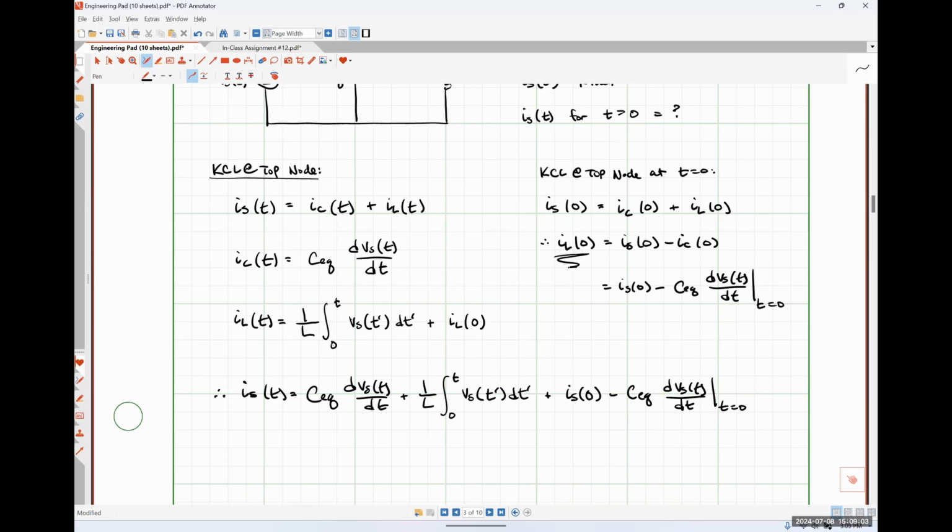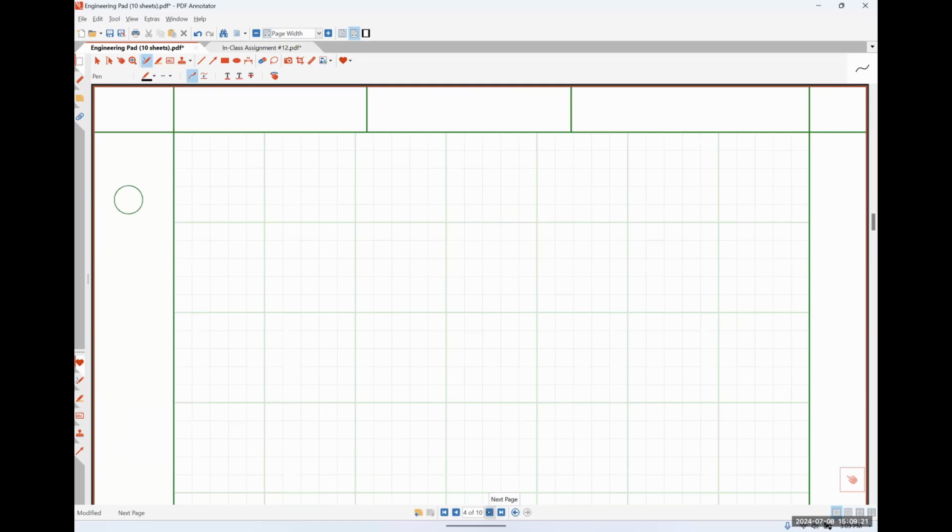All right, before we talk about capacitor combination, are there any questions about this problem? Okay, so our last little thing to talk about is capacitor combination.